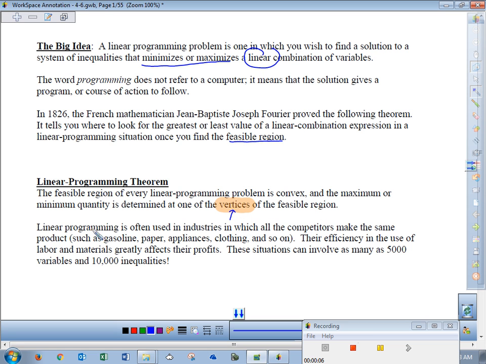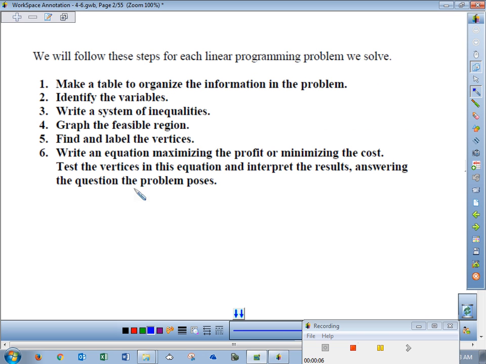So where in the real world do people use this? Well, we've got all kinds of examples today, but in industries, when competitors make the same product, like in gasoline or paper appliances or whatever. So basically, let's just get started. Here are the steps we're going to follow. It's a little overkill, so why don't we just dive in and swim?